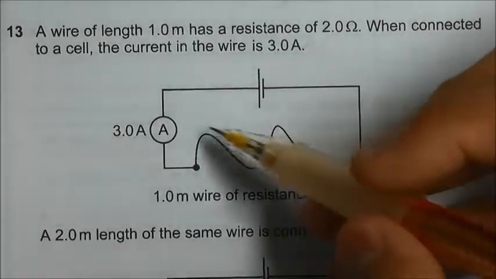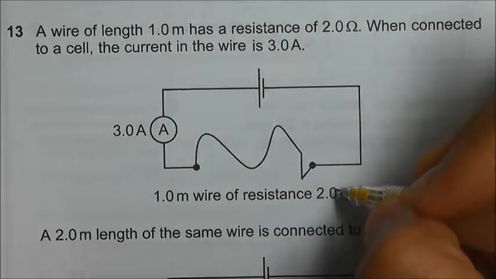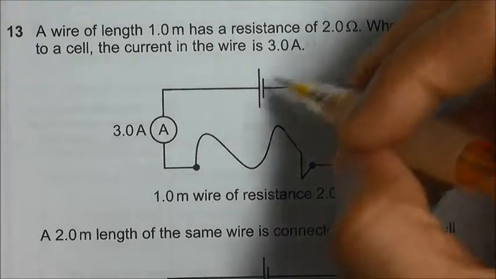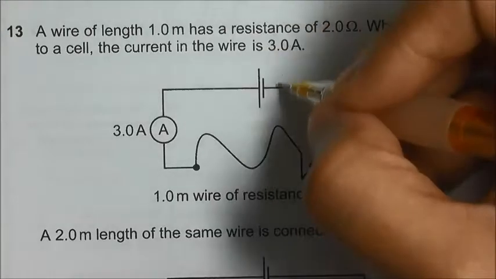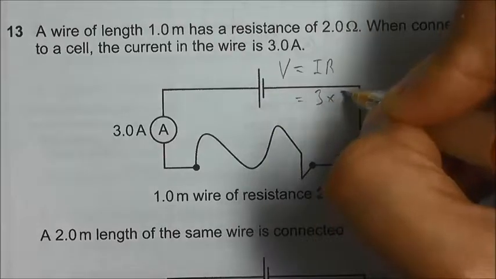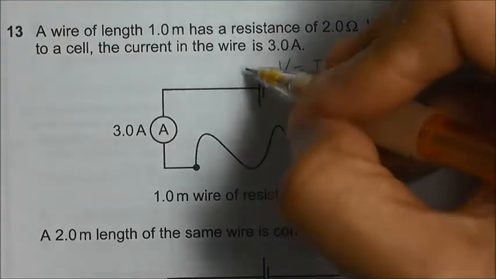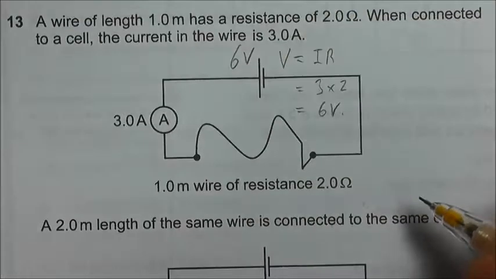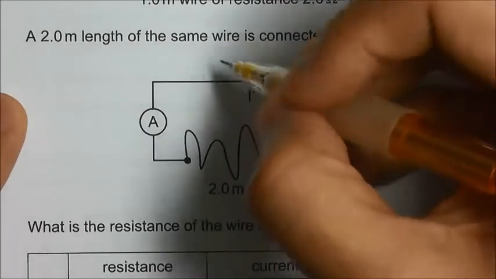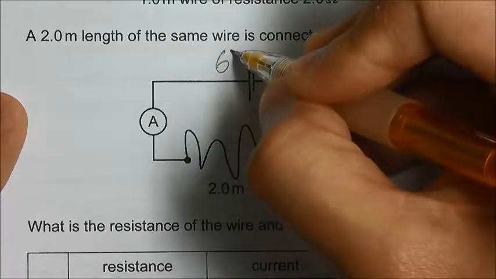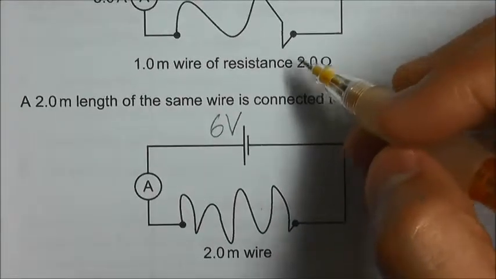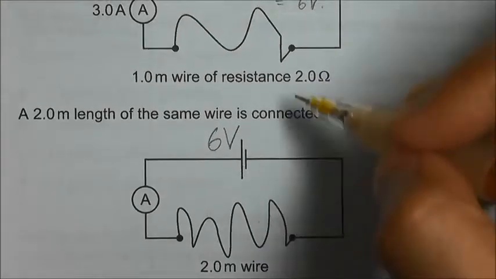Given the first diagram, we have the current as well as the resistance. Okay, we can find out what is the voltage of the battery. We can use the formula V is equal to IR. That will be 3 times 2, 6 volt. Okay, so this is 6 volt. And as we look at the second diagram, we can deduce that the battery is the same, so it is 6 volt. And now the change is in the wire.